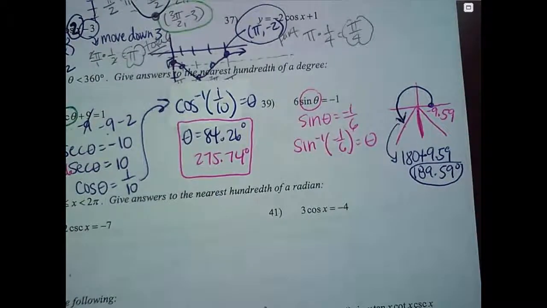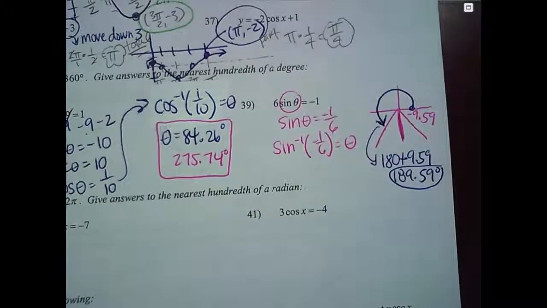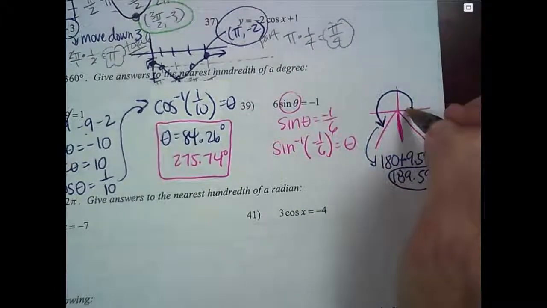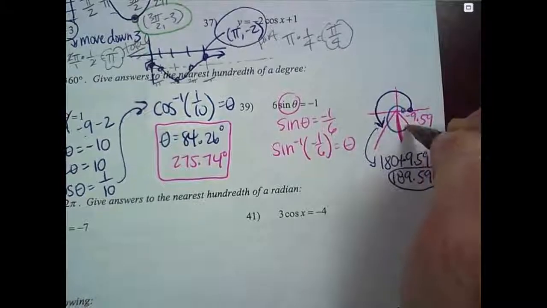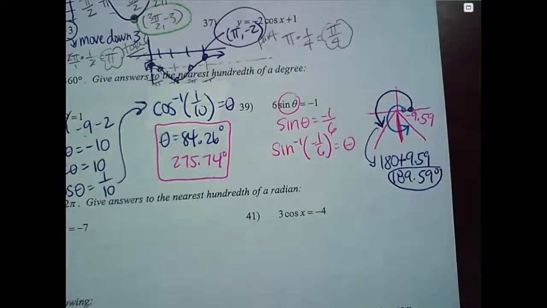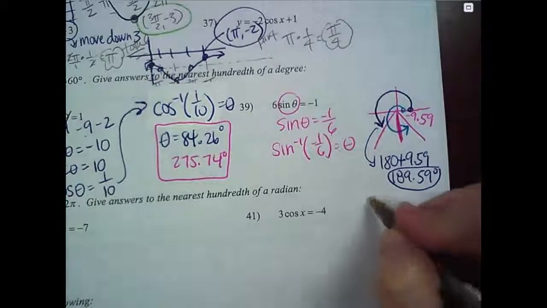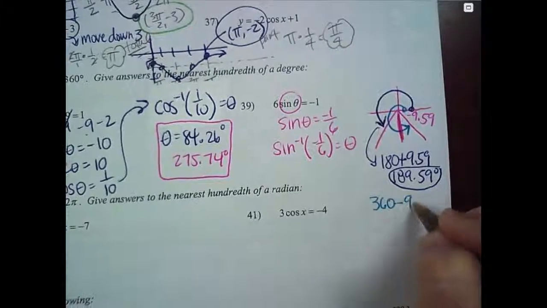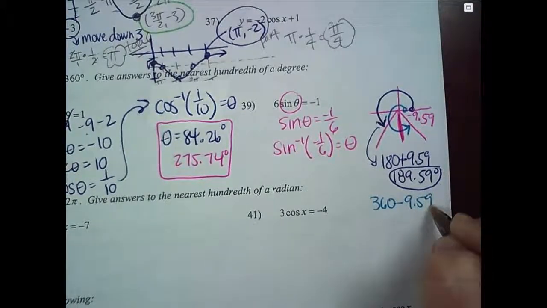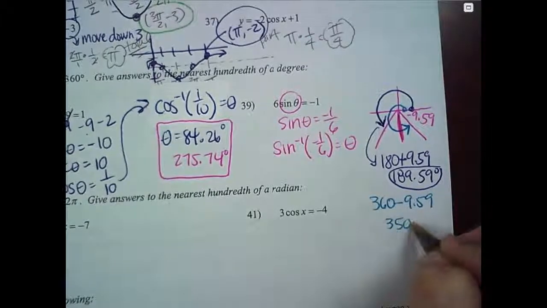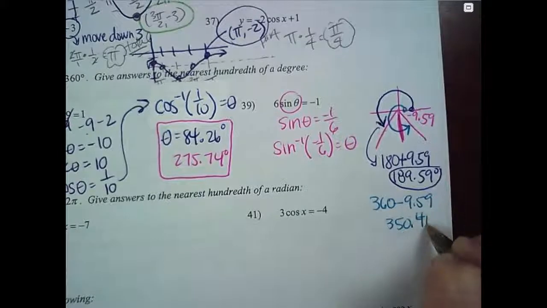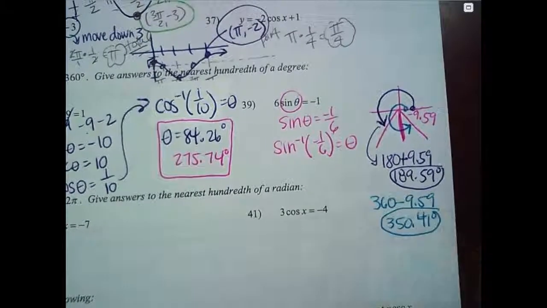To find the second mark, what are we going to do? Yeah, you're going to go from here all the way to there. Which remember, that's the backing up. 360 minus 9.59, which is 350.41. Those are your 2 answers.